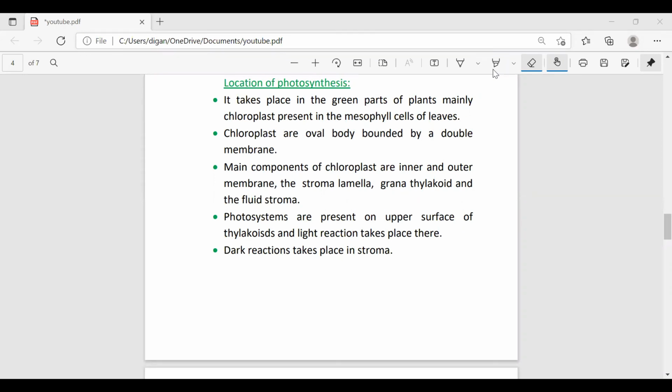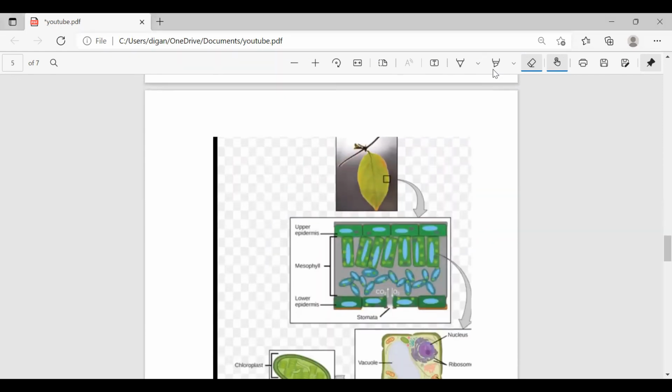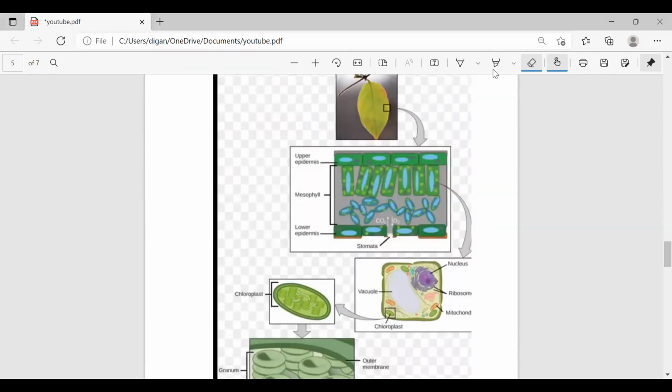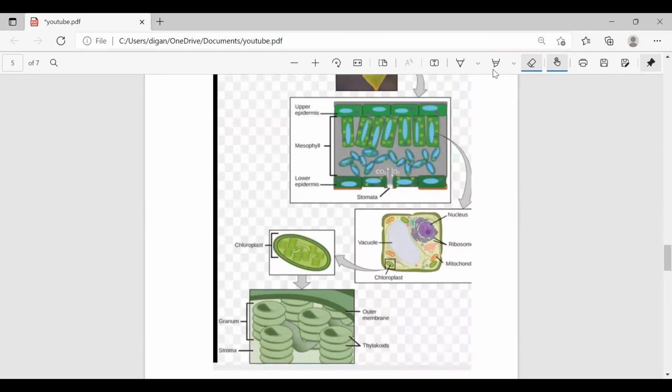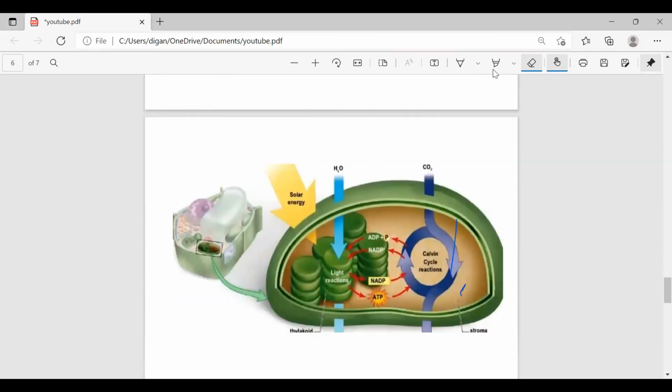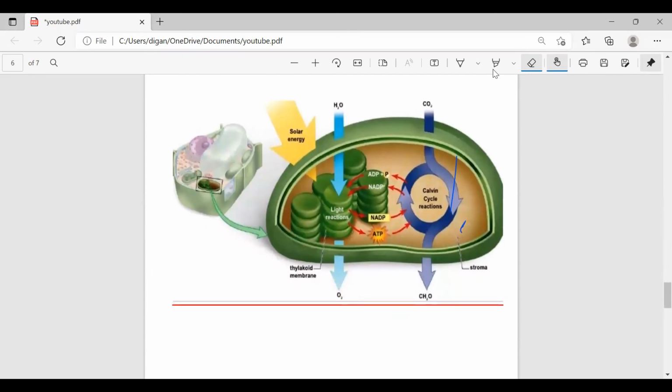So this is the description of the location of photosynthesis, and this is the diagram. Again, I am showing you. This is the leaf. In the leaf, these are the mesophyll cells. Within the mesophyll cells, the chloroplast is present, and this is the structure of chloroplast, where in the grana portion, the light reaction takes place with the help of solar energy, whereas in the stroma portion, the dark reaction takes place. In the light reaction, NADPH and ATP are produced, which are used by the dark reaction, and as a result, ADP and NADP are produced, which are used in the light reaction. Like this cycle, photosynthesis takes place within the chloroplast.